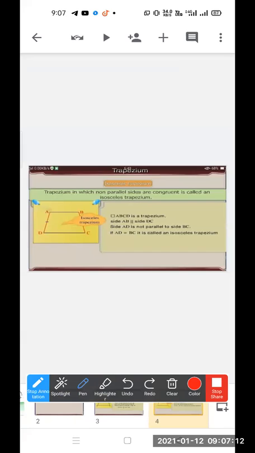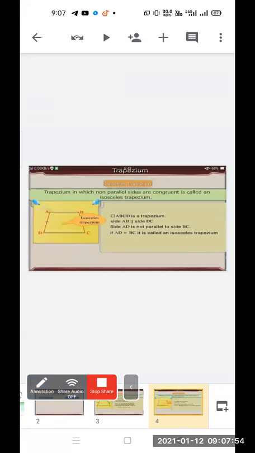And if we draw a segment joining the midpoints of the non-parallel sides of a trapezium, here like this, then it is called the median of the trapezium. Median, we have studied already in the triangle chapter. So what is a median? If we join the segment joining the midpoints of the non-parallel sides, that is called the median of the trapezium. Please remember this.